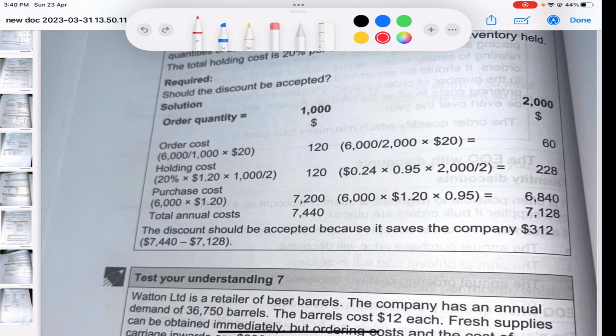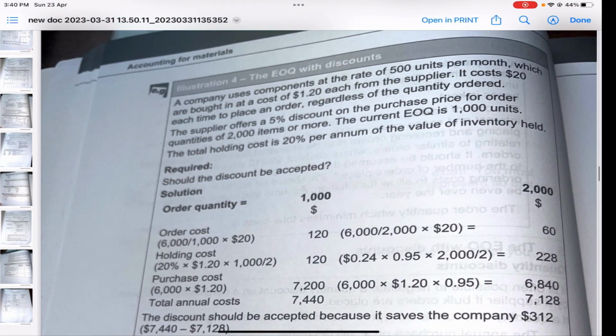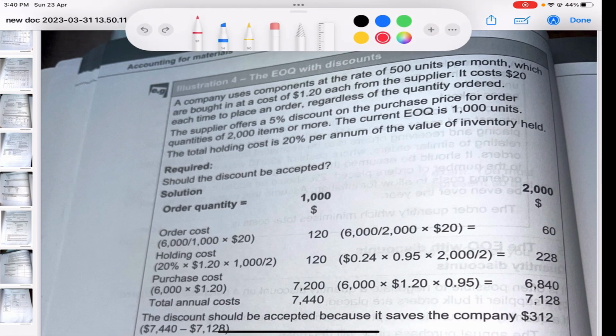So if my total annual cost after accepting the discount is less, then I should definitely take that. But if my total annual cost is more after accepting the discount, then I should not be availing the discount. Very simple. Now let us just do the illustration to understand it better. Okay. So let us first do 1000.